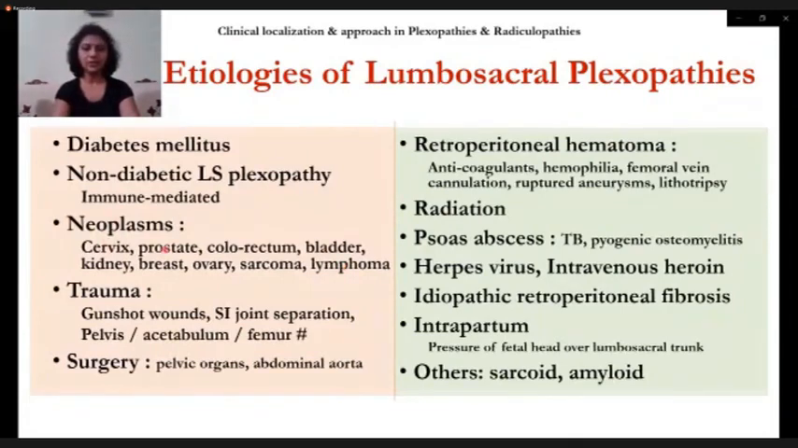And one important cause is neoplastic infiltration, which is one of the relatively more common etiologies. Apart from these, retroperitoneal hematoma can also be seen as a complication of various coagulopathies such as hemophilias and use of anticoagulants. Rarely, hemorrhage can occur into the iliopsoas muscle and create a compartmental syndrome and thereby damage the lumbosacral plexus. Psoas abscess from tubercular or pyogenic osteomyelitis is another important cause. And during labor, the descending fetal head may compress upon the lumbosacral trunk as it passes over the pelvic brim.